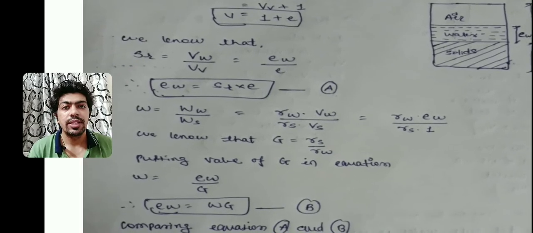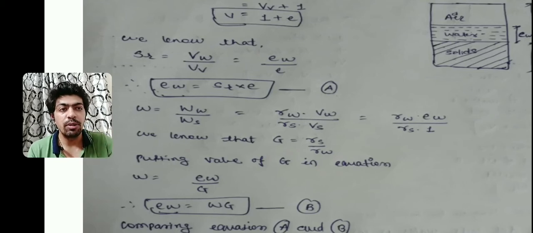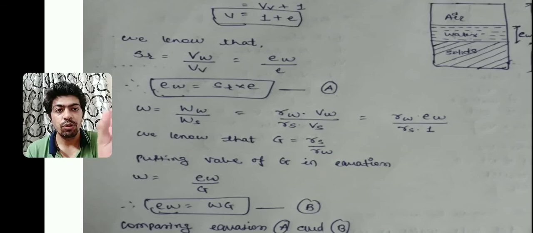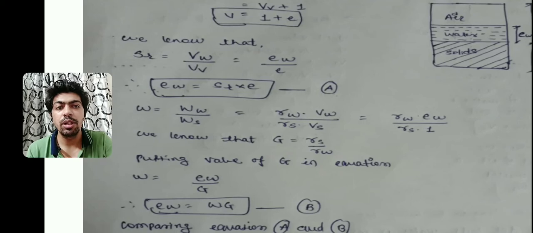Okay, now as we have seen in the previous slide, specific gravity G was indicated by gamma S upon gamma W. Now putting the value of G in the above equation, what will happen? W is equal to Ew by G. See here, gamma W by gamma S is 1 upon G, so water content becomes Ew by G. So from this we are going to put the equation in the form of Ew. So Ew becomes W into G.